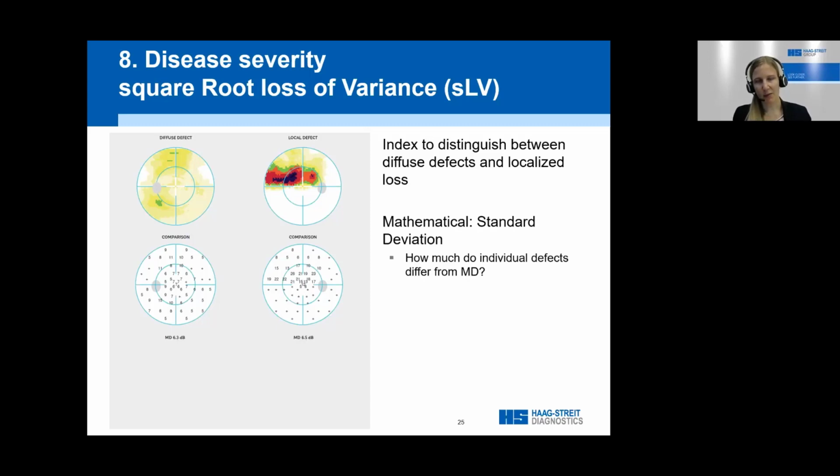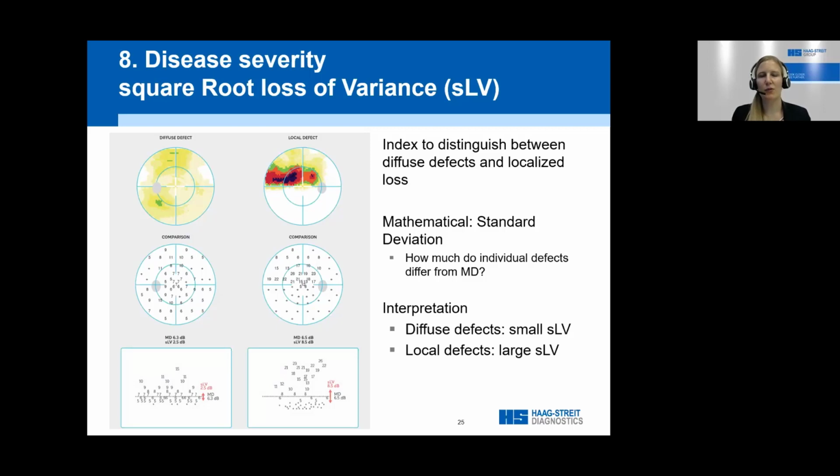So what is the SLV or PSD doing? It's the standard deviation. If you're math-savvy, it's the standard deviation of the MD. If you're not, it's saying, how much do the individual defects differ from the mean defect? So how much do the individual points spread out? Is it a large spread or a small spread? If you have a large spread, that's a local defect. If you have a small spread, and the SLV is small, it's a diffuse loss. So small, diffuse loss; large, local defect.